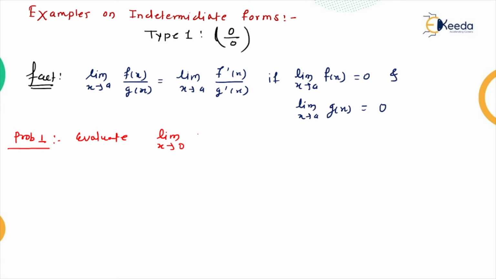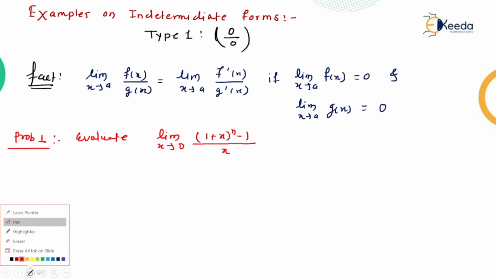Limit as x tends to 0 of ((1 plus x) raised to n minus 1) divided by x, and we have to evaluate this, guys. So how to evaluate this? I'm taking the solution, guys. So what is the solution?